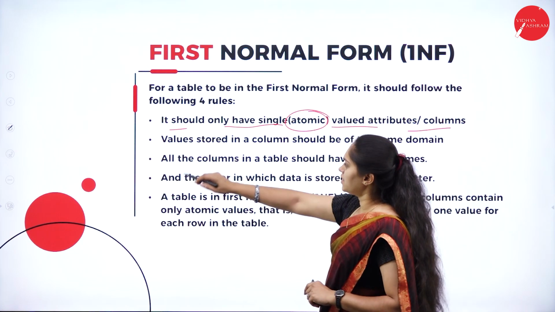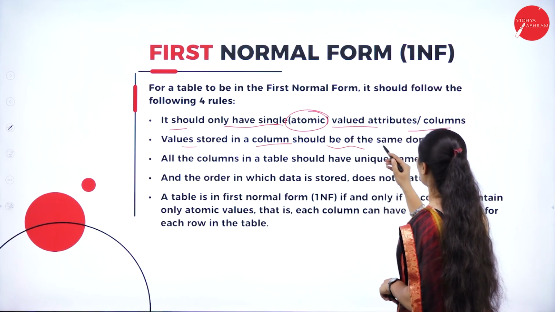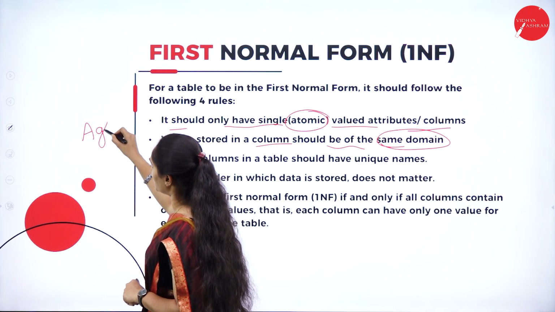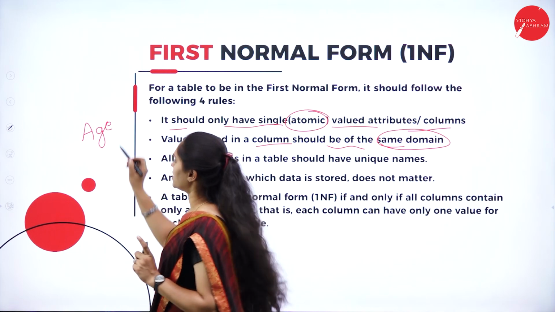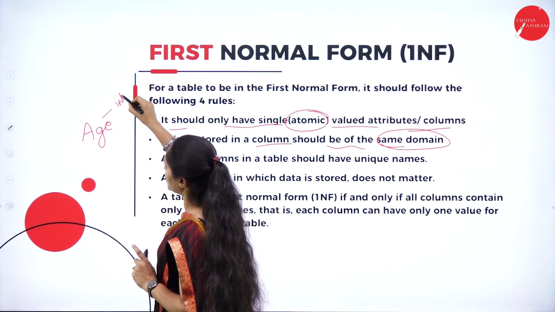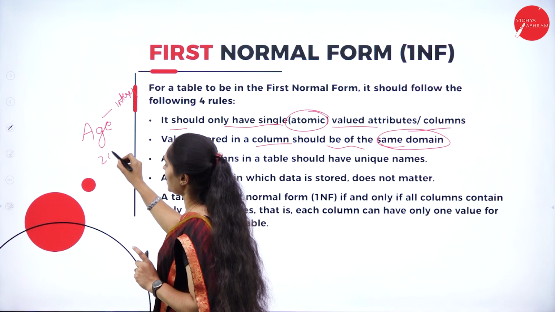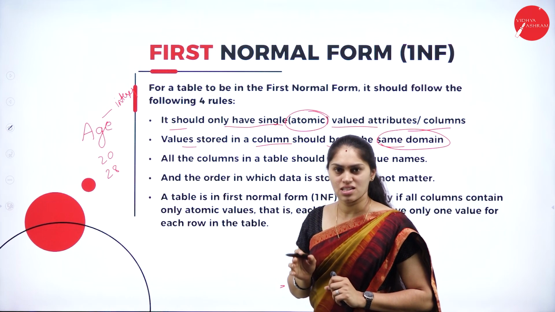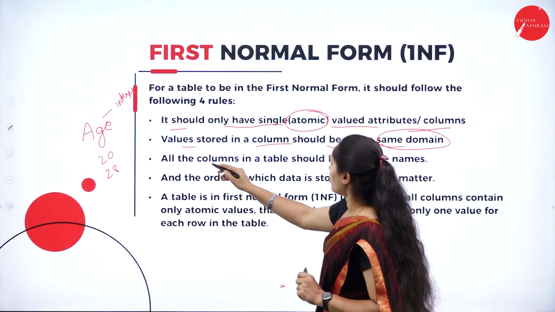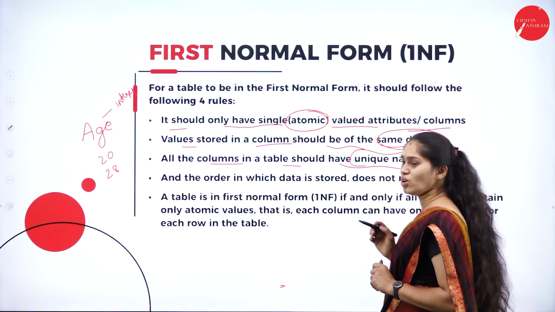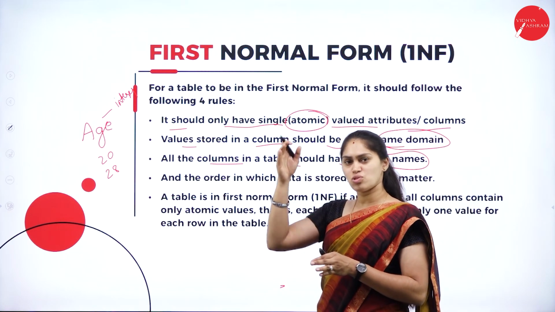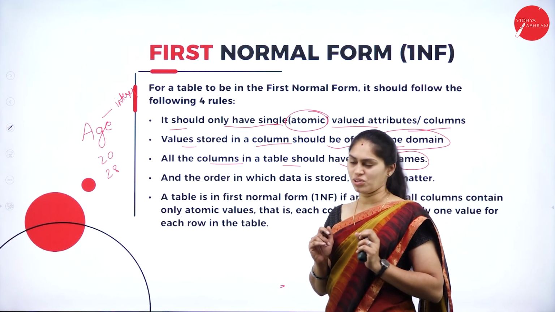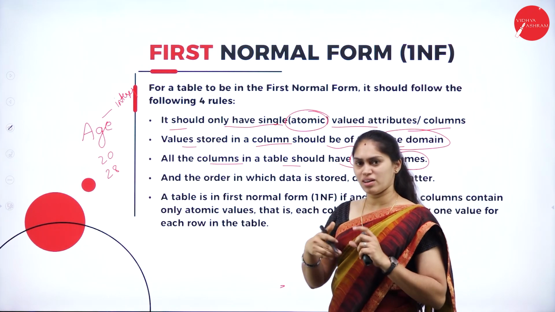All the values stored in a column should be of the same domain. For example, for age, if at the time of creation of a table the age column is defined as an integer data type, then I should give only integers. It should not accept any value other than numbers. That is the main rule. All the columns in a table should have a unique name. So I can't take student ID, student name, student name, student ID again. Whenever we have a table, every column name should be unique and not repeated.